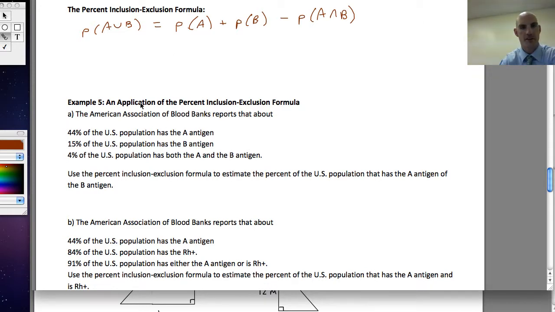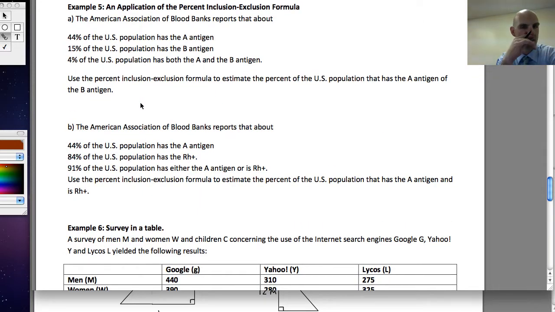Here's an application of this. The U.S. American Association of Blood Banks reports that about 44% of the population has the A antigen, 15% has the B antigen, 4% has both the A and the B antigen. We're going to use the percent inclusion-exclusion formula to find the percent of the U.S. population that has the A antigen or the B antigen.